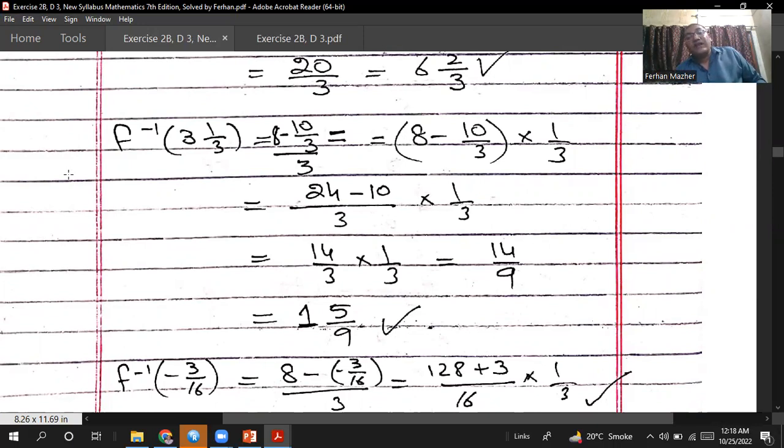So that will be 3. LCM will be the 3. And you will have 24 minus 10 in the numerator, divided by 3, multiply 1 by 3. So it will be 14 by 3, multiply 1 by 3. And that will be equal to 14 by 9, which is 1 whole 5 by 9.